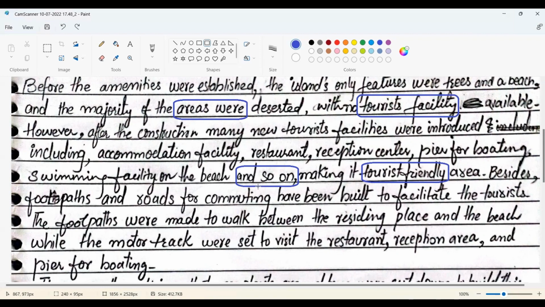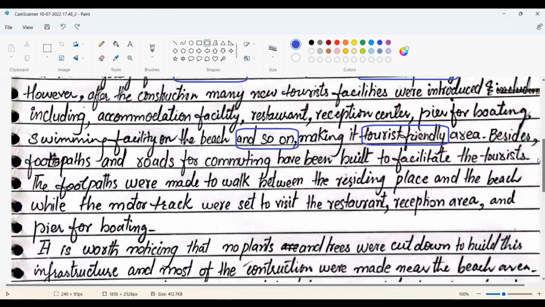Okay, so: besides, footpaths and roads for commuting were built to facilitate the tourists. The footpaths were made to walk between the residing place, between residents. Residing place, we should not say; we should say residence or places for accommodation.